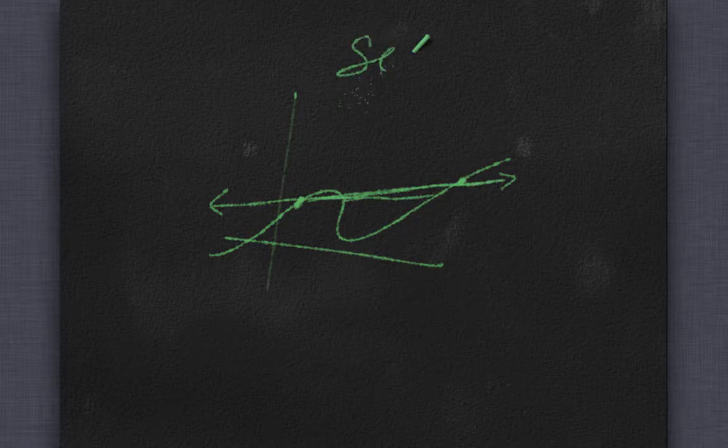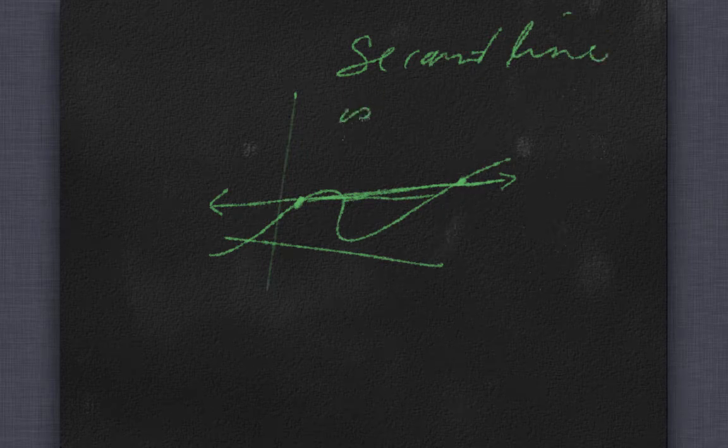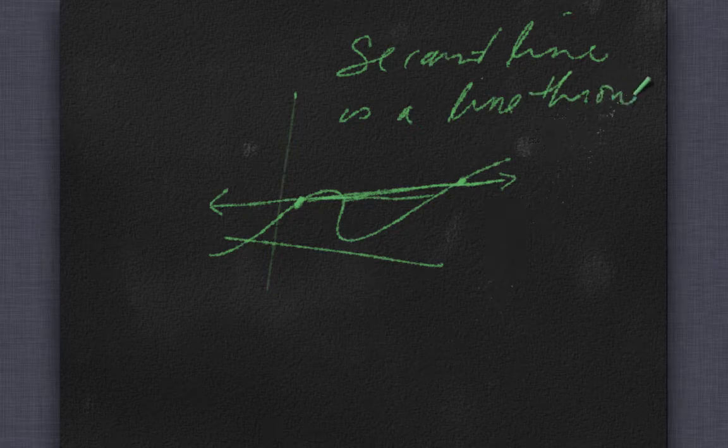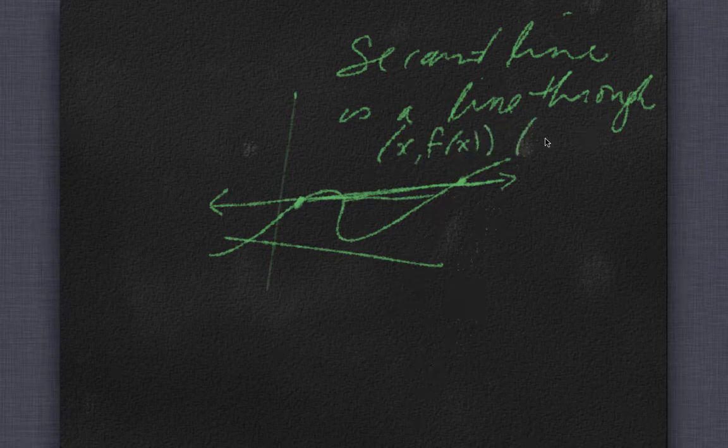So a secant line is a line through 2 points on a graph. So say x, f of x, and z, f of z. Just any 2 points on the graph will have their own secant line, and the slope of that is the average rate of change.